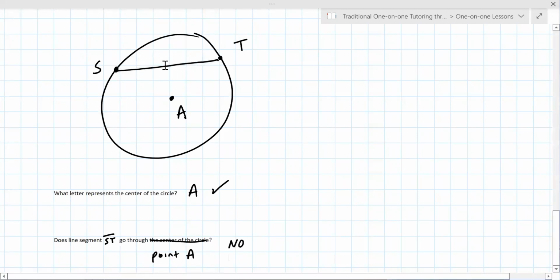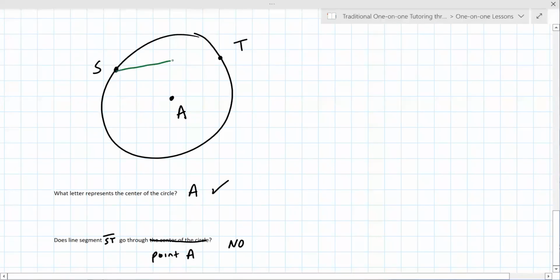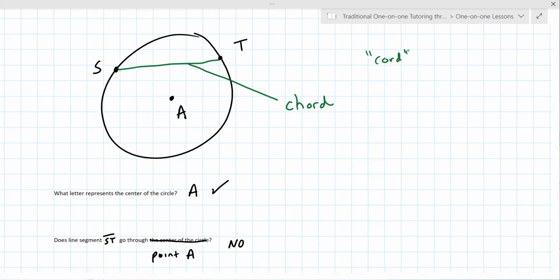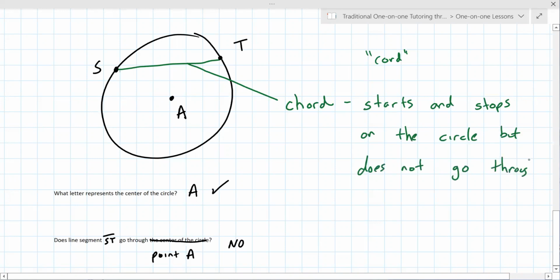Okay. Now there's a specific name that we give to this. I'm going to draw it in green here. So this is called a chord, C-H-O-R-D, chord. It's pronounced like a power chord, but it has an H in it. H is silent. So a chord starts and stops on the circle, but does not go through the center.